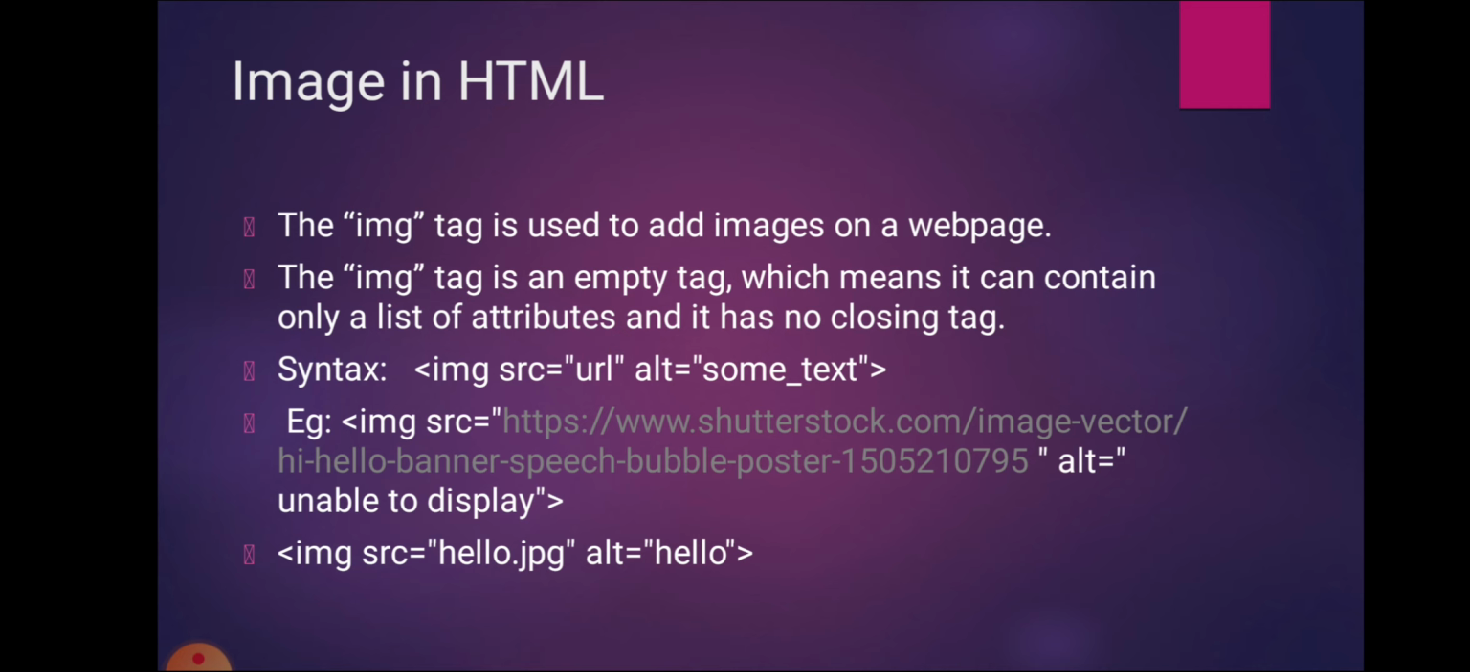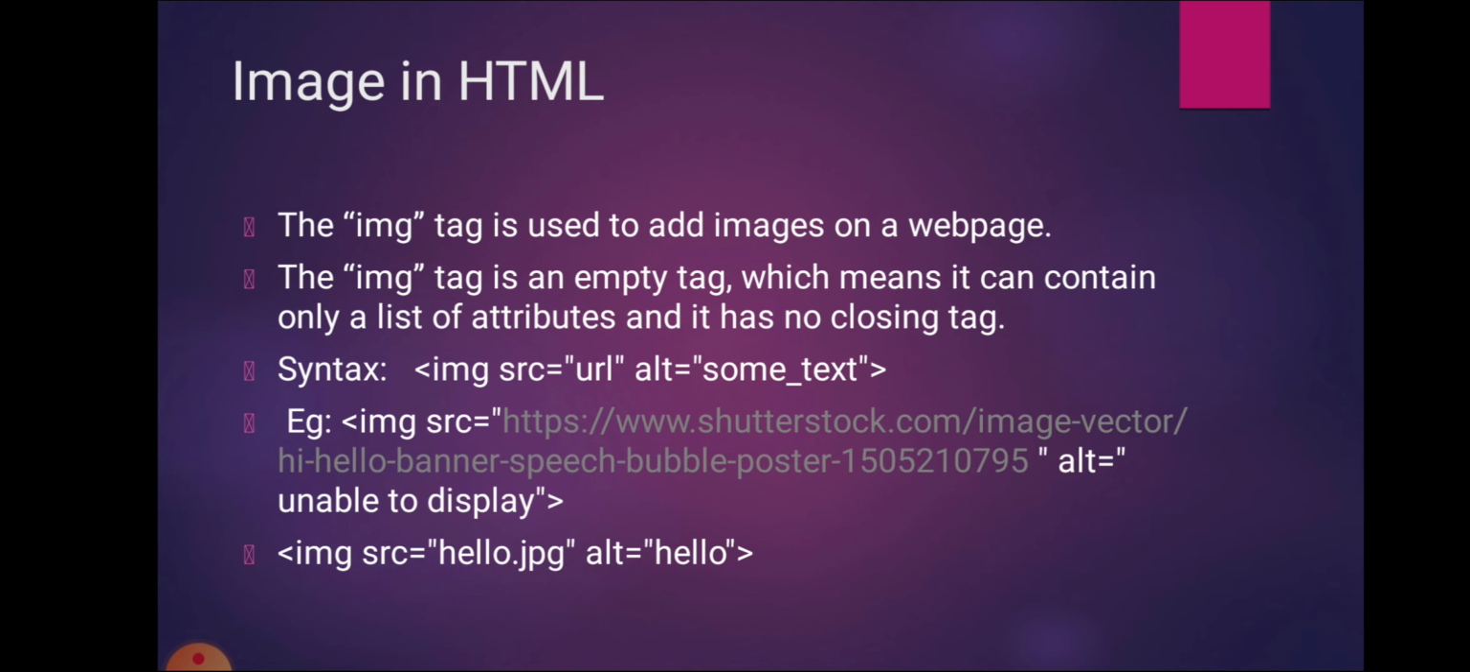Image in HTML. How can we add images on a web page? By using the img tag. Img's full form is image. The img tag is used to add images on a web page. The img tag is an empty tag, that means it can contain only a list of attributes and it has no closing. That is, the img tag is an unpaired tag, means we need to open it and there is no need to close it. For syntax, we use img in the brackets.